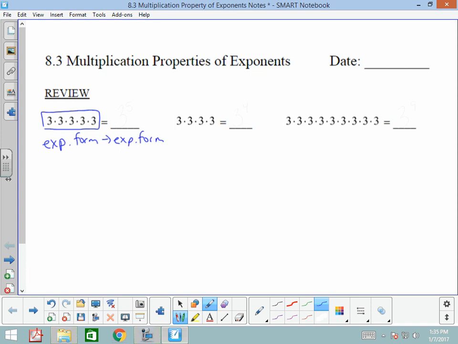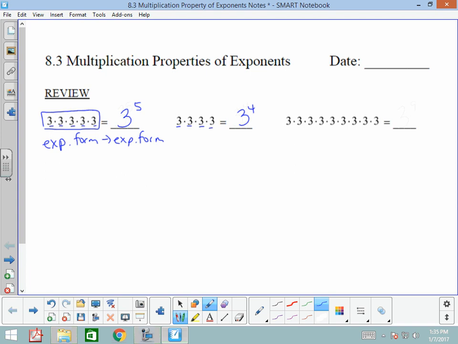So we look and see how many 3's we have. Well, 3 is the base, and it is written 1, 2, 3, 4, 5 times. So this in exponential form is 3 to the 5th power. So the base is what's being multiplied. So that's 3. It's being multiplied 4 times. So that's 3 to the 4th power.